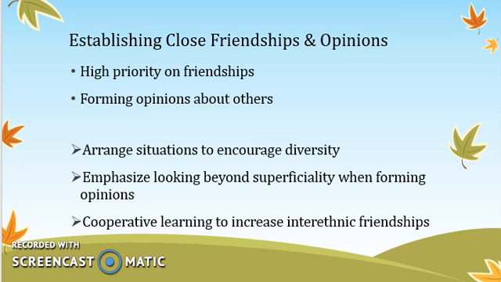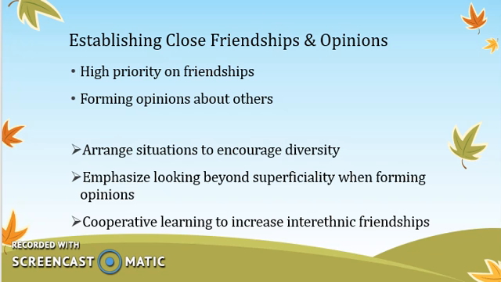The second characteristic is that young adolescents begin to establish close friendships and also develop opinions about other people. So again, as we learned, this is a time where students really prioritize getting to know other people on a deeper level. They also begin to form opinions about what kind of people they think are good and what kind of people they think are not good.